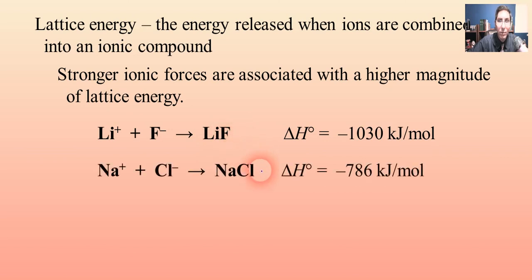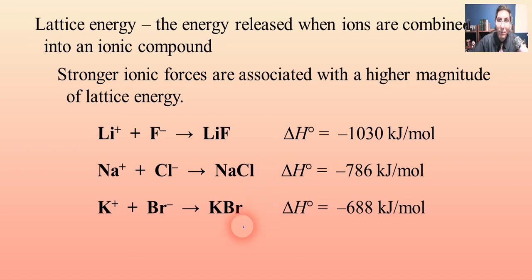When we have a larger ion pair, like sodium and chloride, the lattice energy is not quite as much. We're talking about 786 kilojoules per mole released when that compound is formed. And the largest ion pair of all that we had in our three examples has the lowest magnitude of lattice energy, 688 kilojoules per mole, when those larger ion pairs are combined to make the compound.